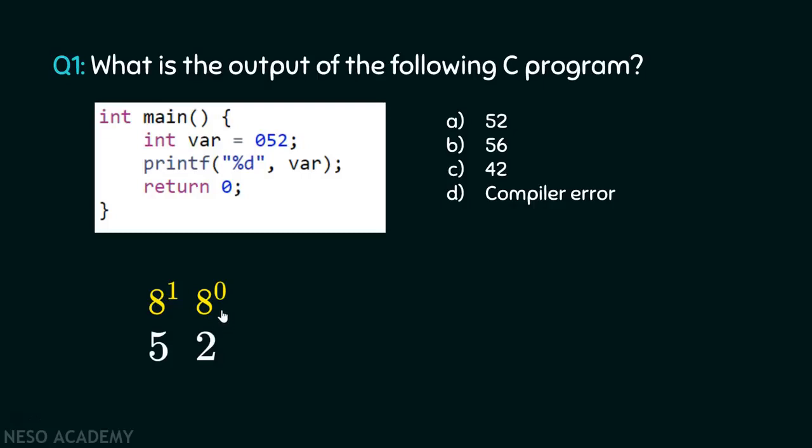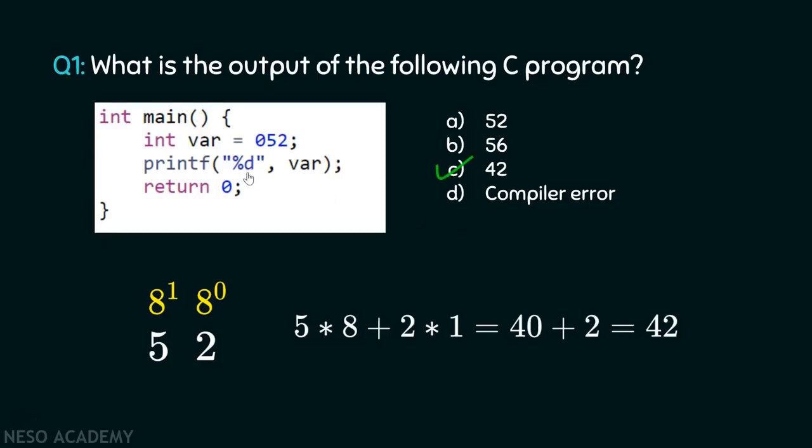Here we need to multiply 8 raised to the power 0 with 2, 8 raised to the power 1 with 5, and then simply add the result. And what is going to be the output? 5 is multiplied with 8 which gives us 40. 2 is multiplied with 1 which gives us 2. Then we add these two values together. This will give us the answer 42, which is the equivalent decimal value for this corresponding octal value, right? Therefore, the answer is C, 42.